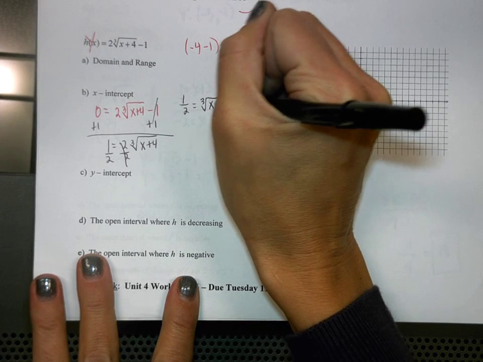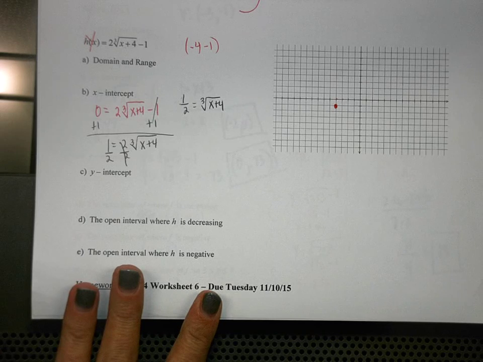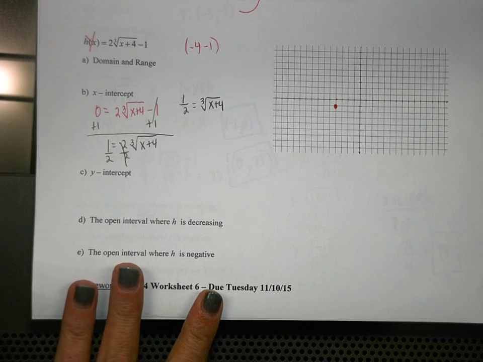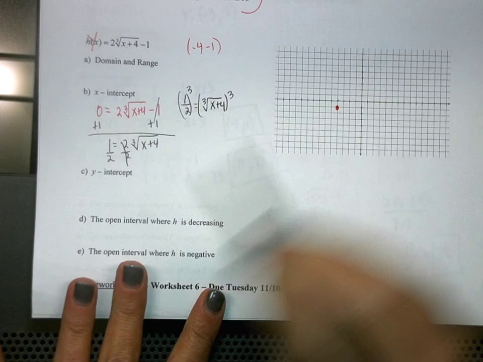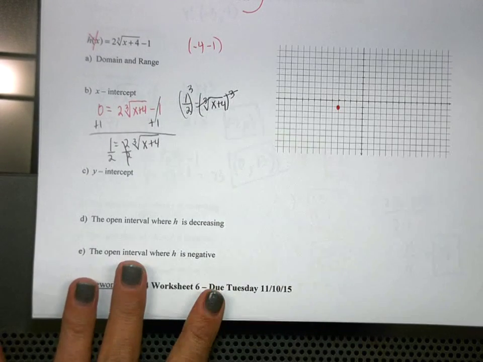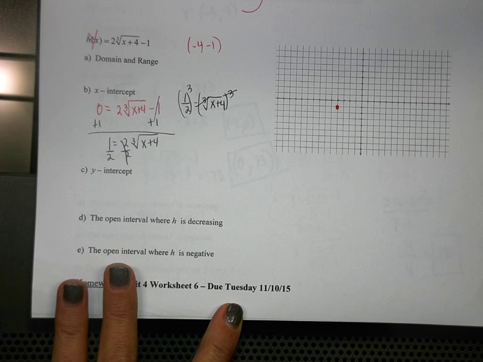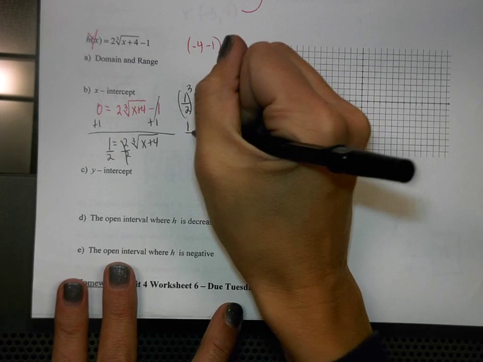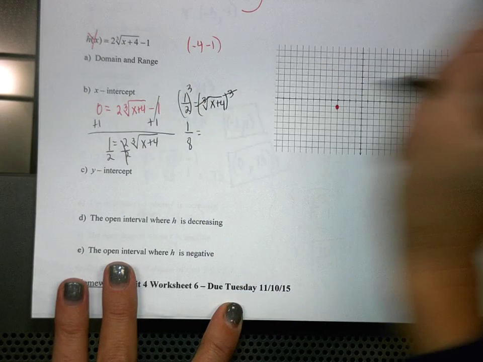And how do I get rid of a cubed root? Yeah, you put it to the third power. Okay, and so by putting it to the third power, it gets rid of that root. And so what is 1/2 to the third power? You cube both the numbers. So if you cube 1, it makes 1. If you cube 2, it makes 8. 1/8 equals x plus 4.